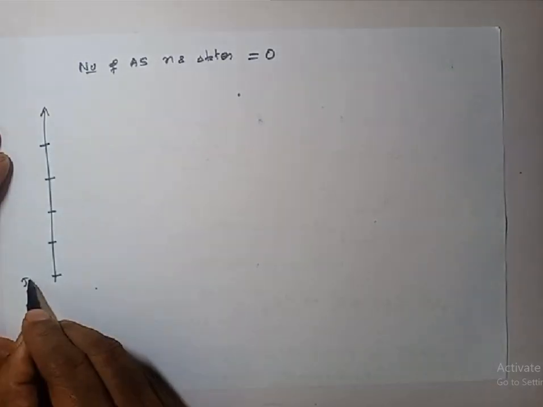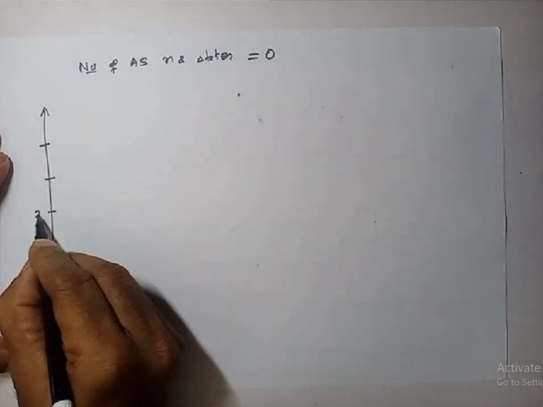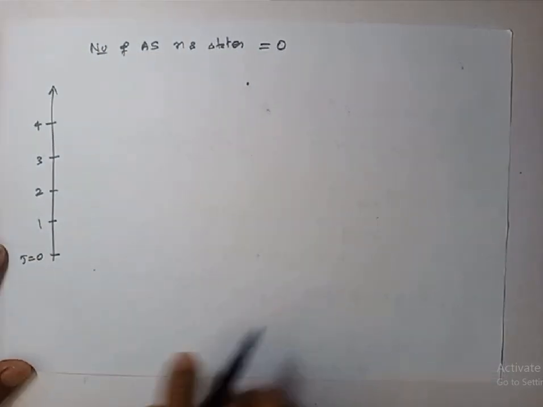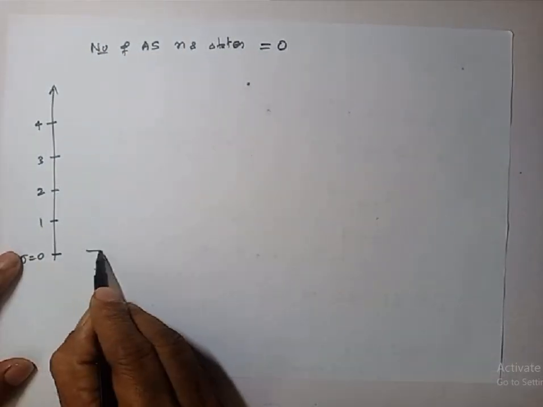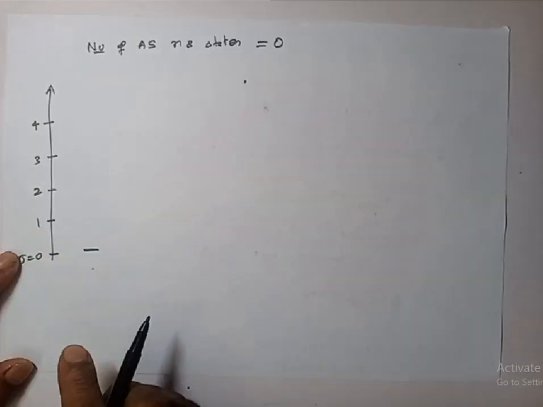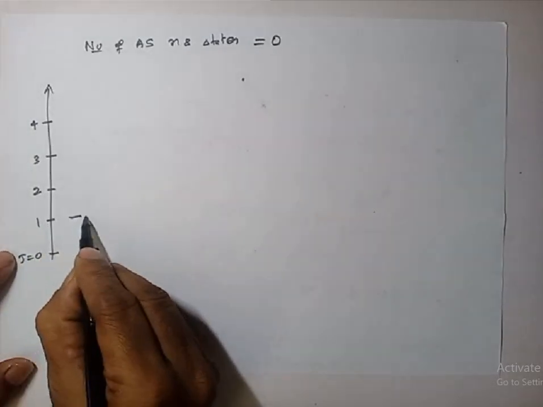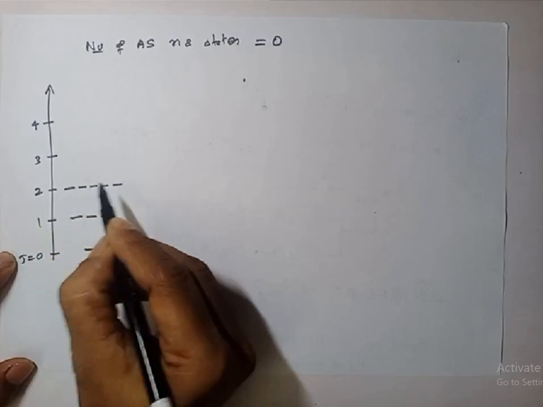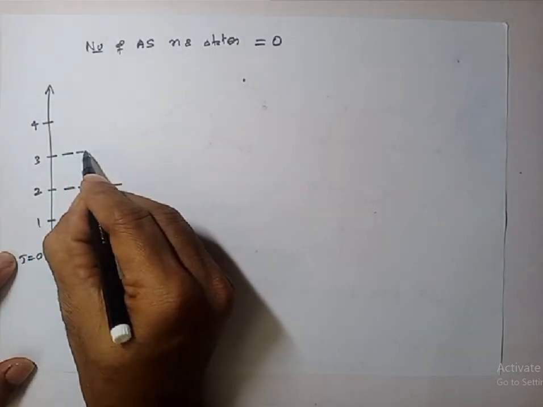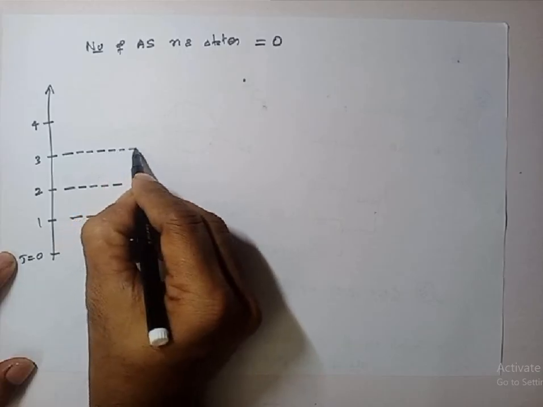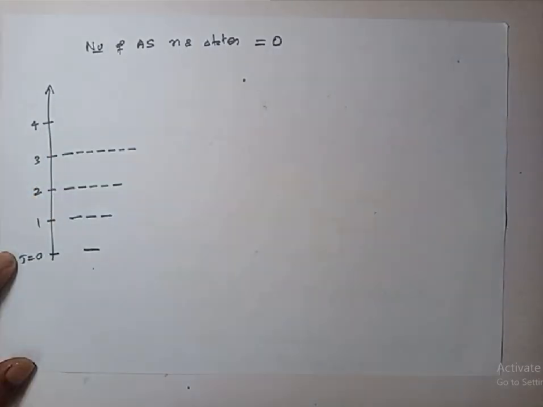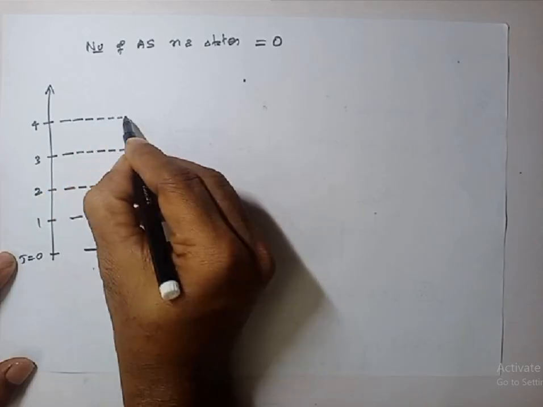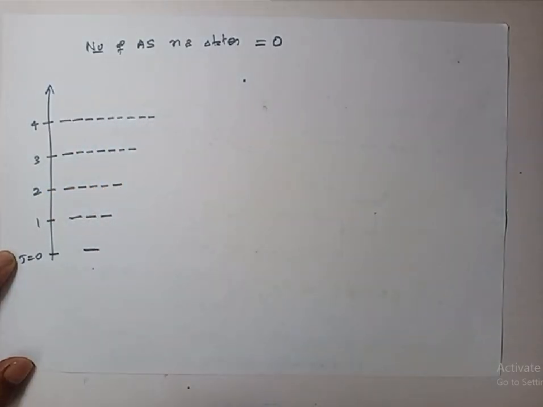See, this is J equal to 0 level, 1, 2, 3, 4, right? Energy increasing in this way. J equal to 0 level has only one state. J equal to 1 level has 3 states. J equal to 2 level has 5 states. J equal to 3 has 7 states. J equal to 4, 2 into 4 plus 1, 9 states.